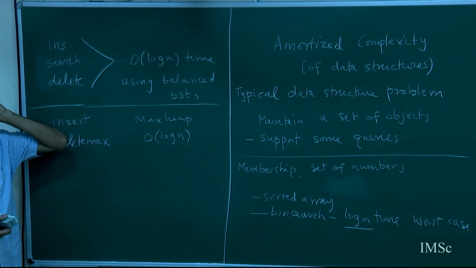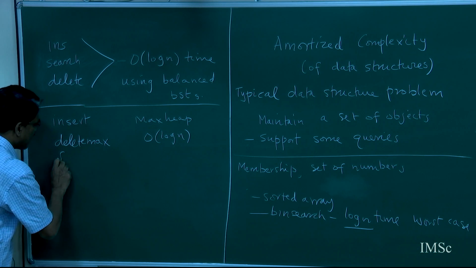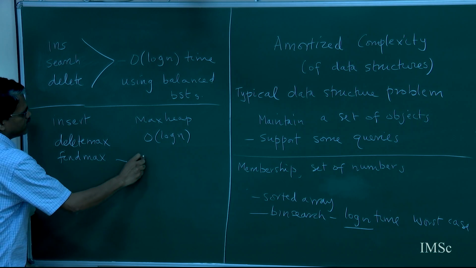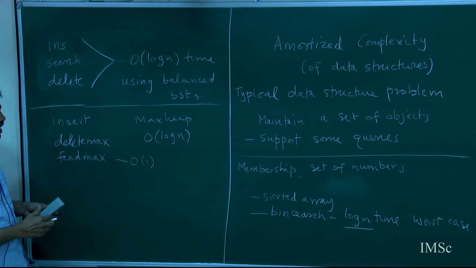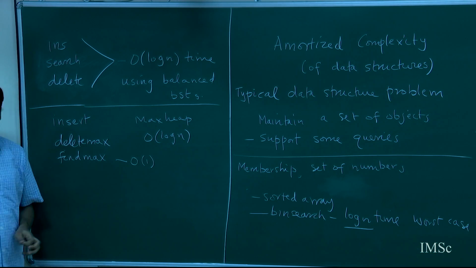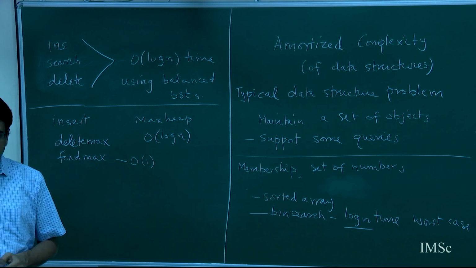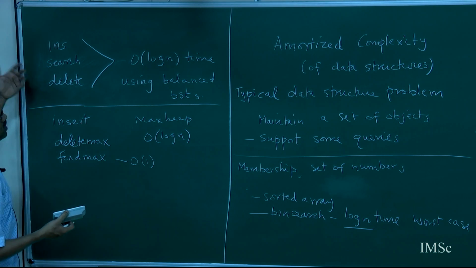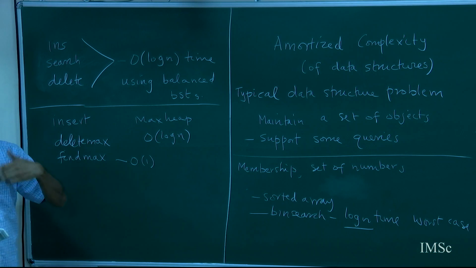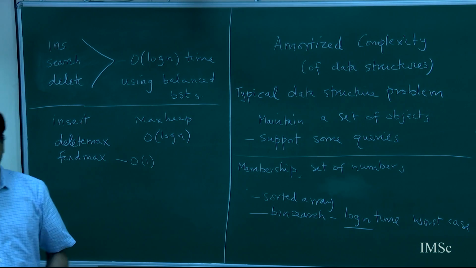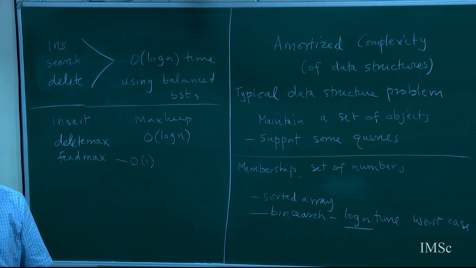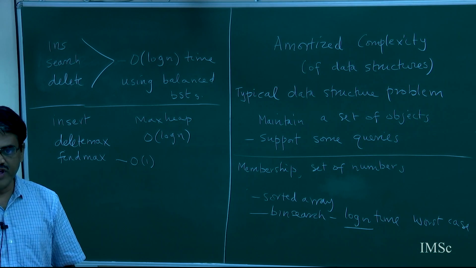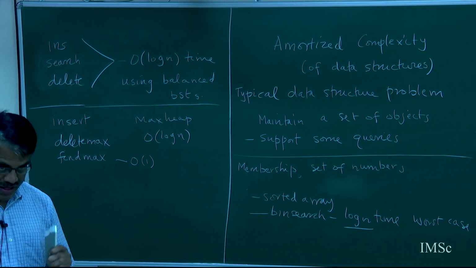If I just say find max, then yes, in a heap you can do it in constant time, whereas here it will be log n time. So think about it. Why do I need heap? Why not use everything using balanced binary search? Okay, this is a simple answer, and this is the kind of thing where you want to contrast data structures and get a feel for when do I apply this, when do I apply that.